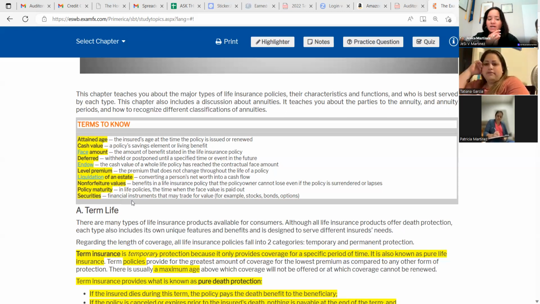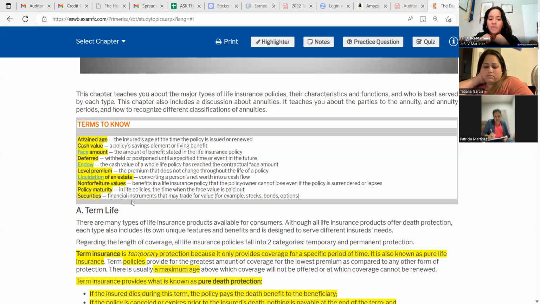Cash value is the savings account that some policies, like whole life policies, come with. It's exactly that: cash that you can take out of an account. Face amount is the amount of benefits stated in the life insurance policy. In chapter 1, it was also called the death benefit, so face amount and death benefit are basically the same thing. Yesterday in chapter 1, it said 150,000 or something like that. That will be the face amount for our policy.